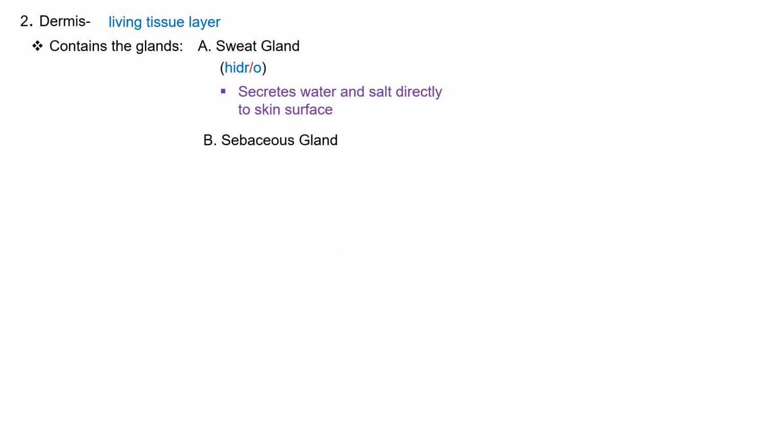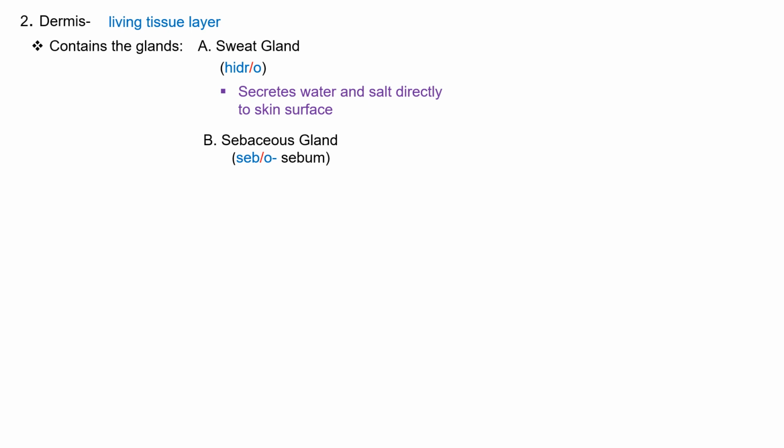We also have the sebaceous glands. Now, the sebaceous glands, the combining form is sebo, which refers to the sebum, the oil that they secrete. Skin has got to be maintained. If it cracks open, it loses its ability to be a barrier, and that's a real problem since all of the outermost tissue layers are dead.